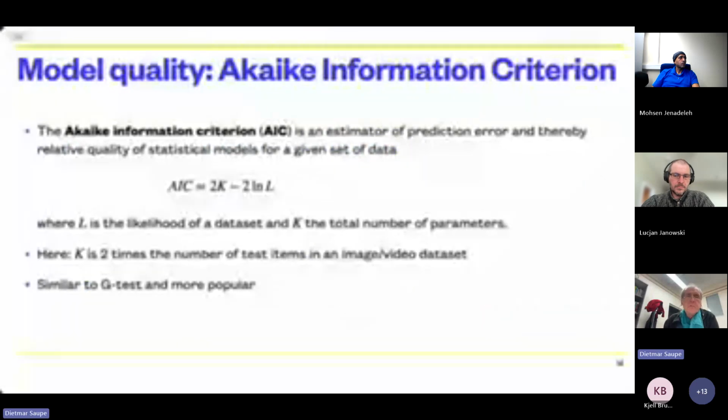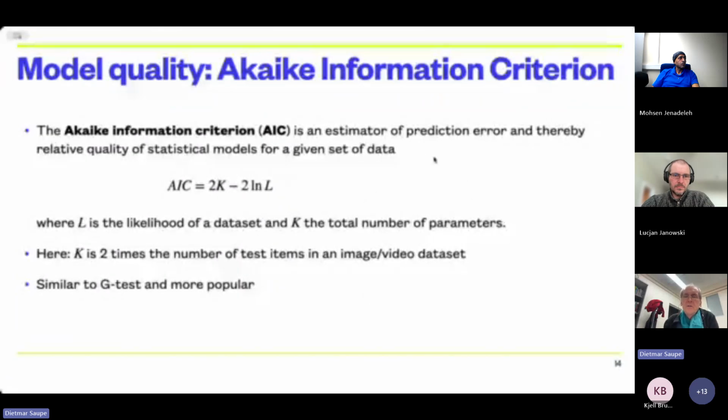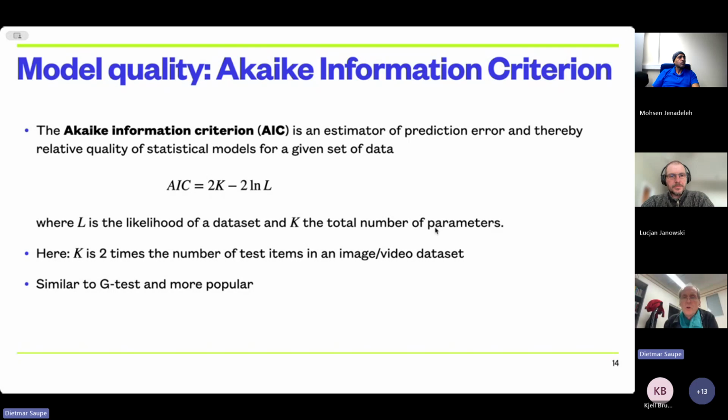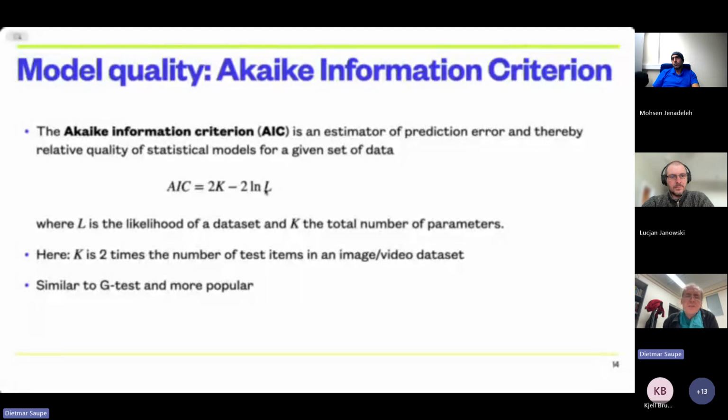Okay. Another estimate of the model quality is the Akaike information criterion, and it's an estimator of the prediction error and thereby a relative quality of a statistical model for a given set of data. And it is this formula here. L is the likelihood, so it's minus 2 times the log likelihood, plus 2 times the number of parameters. And K is the total number of parameters in the data set, so this is tens of thousands. This is very similar to the G-test, and in our case, all of the models have the same number of parameters, so it boils down to the log likelihood, essentially. So it's equivalent to the G-test in our case, and we include it in here only because it's more popular than the G-test.